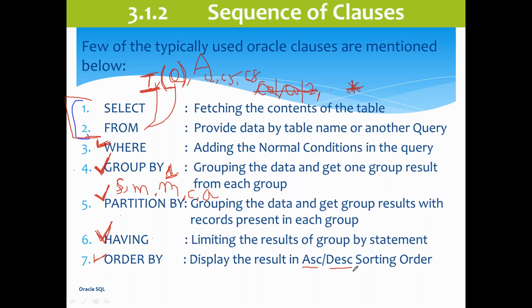Descending order of marks, descending order of salary, descending order of profit. So all those things, if it is coming, then DESC we can use. Or if ASC is required, then ASC we can use.